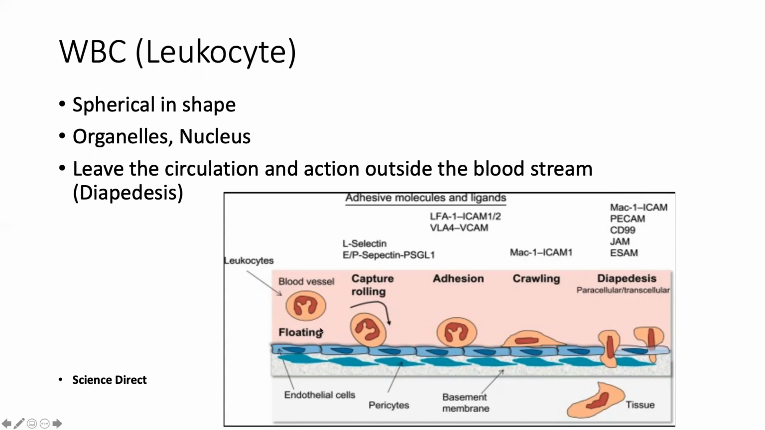And if you look at this diagram, initially the leukocytes, white blood cells, will be floating with the blood. And once there is a concern with infection, for example, or inflammation, the white blood cell will get attached and adhere to the endothelial membrane, the capillary endothelial membrane. And finally, via diapedesis, it will leave the circulation and go and act with the antibody.